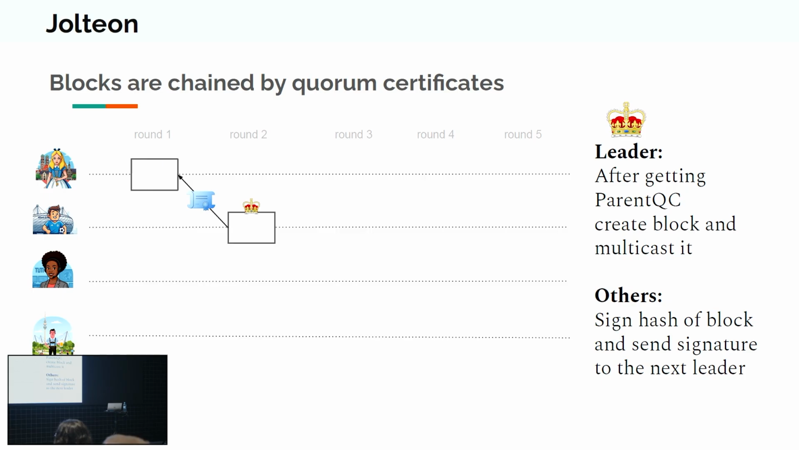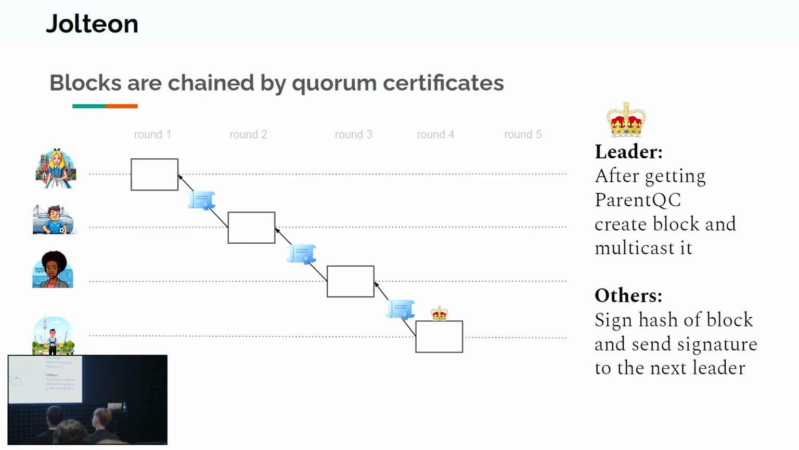So every round we have a rotation between leaders. In round 2, the second guy, round 3, the third guy, etc. And normally the protocol, in steady state, when everything goes right, operates in this way. So the leader aggregates signatures received from the quorum of participants. It creates a block. The block points to the previous block, and the previous block is supported by the quorum certificate.